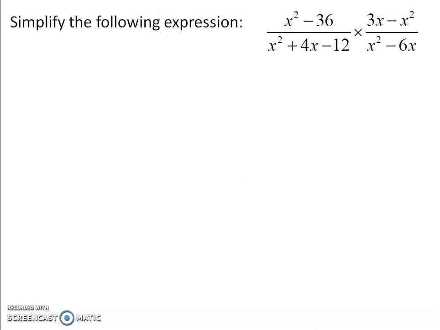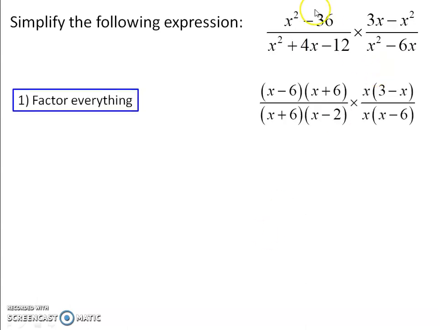When it says simplify the following expression, it is implied that you always have to state restricted values. The first thing to do is to factor everything. So if you want to pause the video and try to factor these on your own, that would be great practice. I'm going to skip right to the factored versions. So here we go. You factor these. This is a difference of squares. This has a GCF. This is a trinomial, and this has a GCF as well.